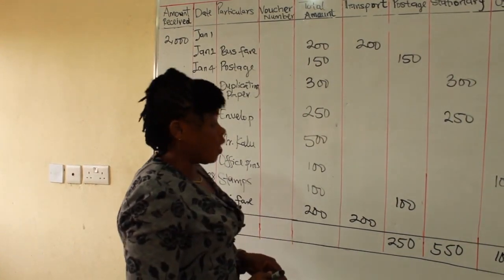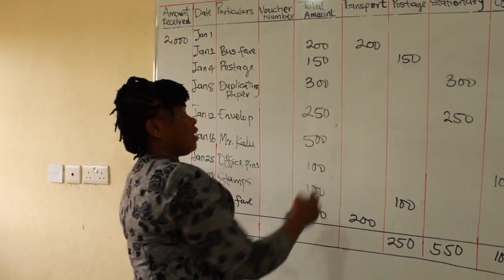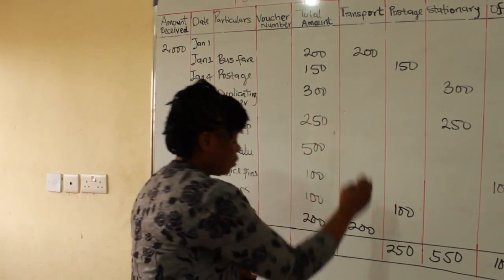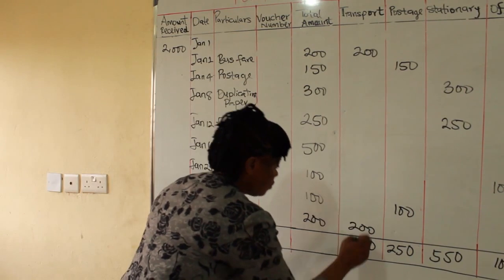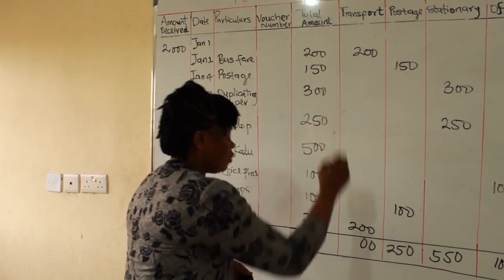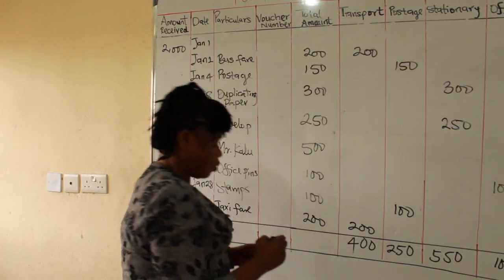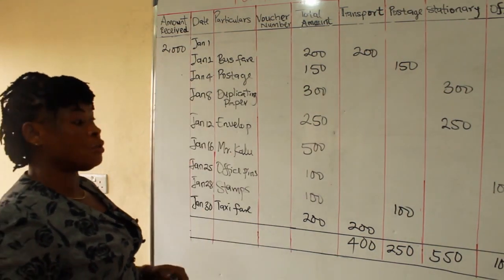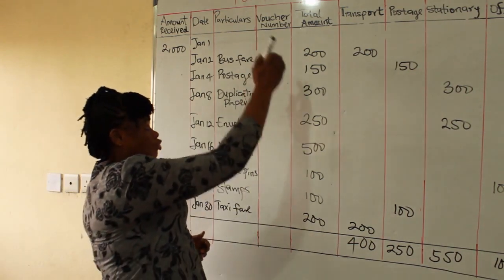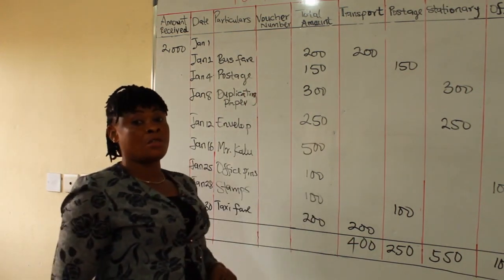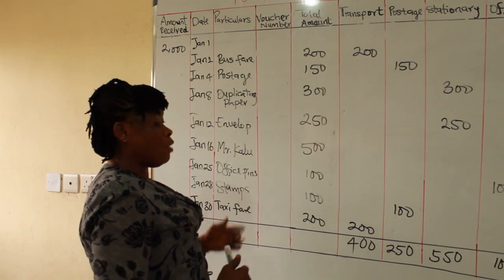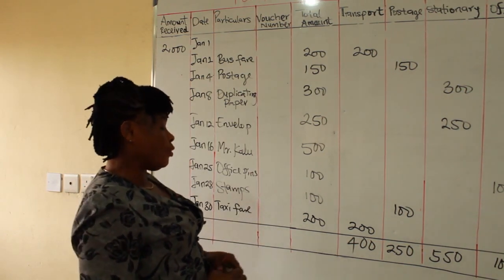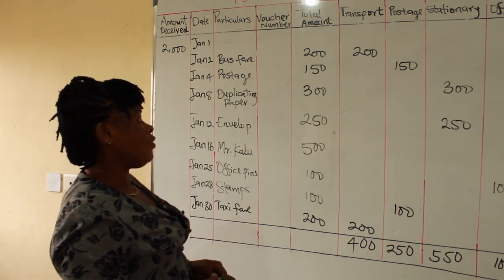Under transport, we have 200 naira and another 200 naira. So we add them up. 0 plus 0 is 0. 0 plus 0 is 0. 2 plus 2 is 4. We have 400 naira. And then on the total amount, we are going to add all together to enable us get the amount spent by the petty cashier for a period of time, say 1 month.